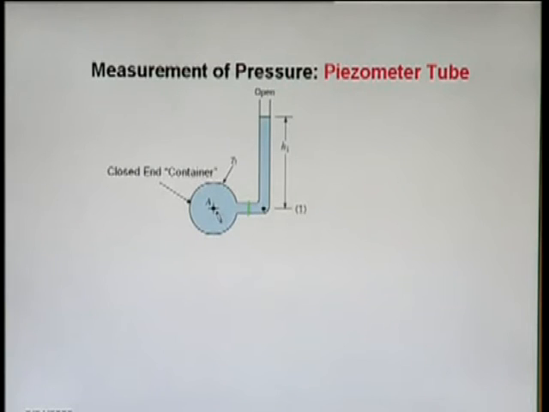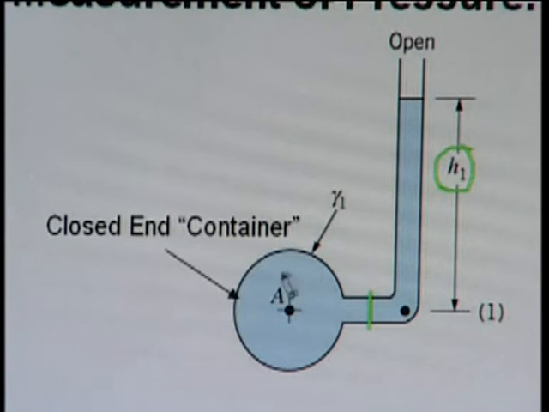We have already studied that pressure is a function of H: dP/dz = −γ, and for an incompressible fluid, if you integrate, then we will get P = γH, right. So how do we get the pressure at point A? The pressure at point A is converted into the height of the column. Now how can we relate this height to the pressure available in the container?